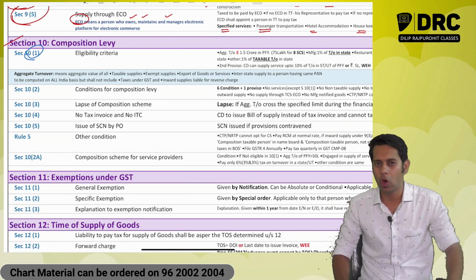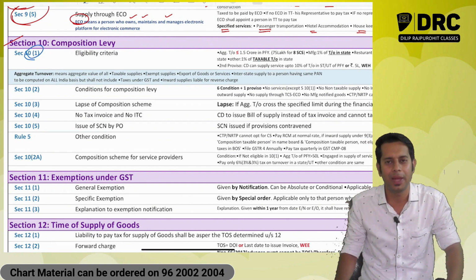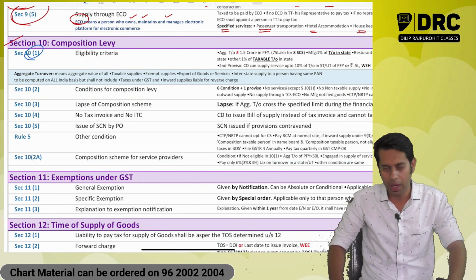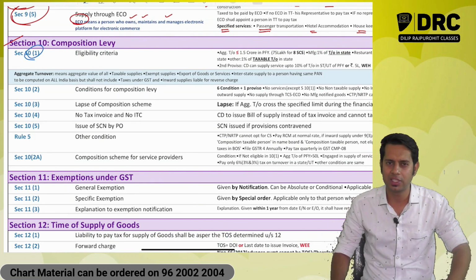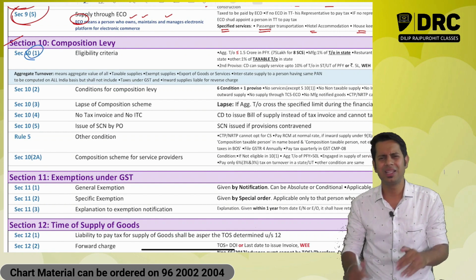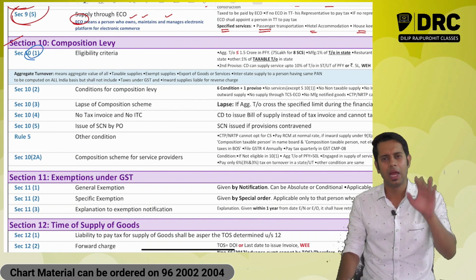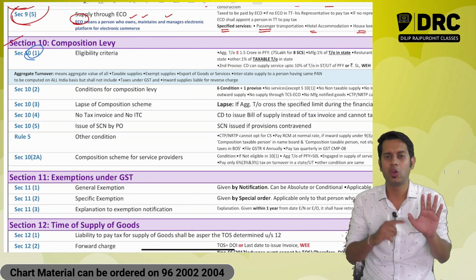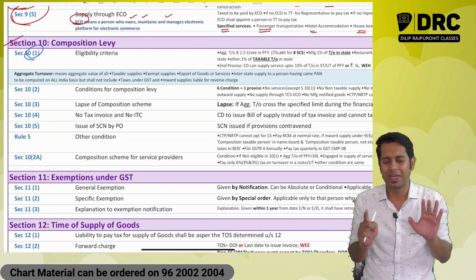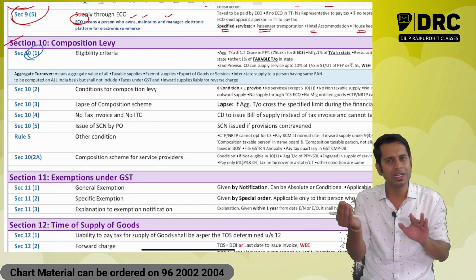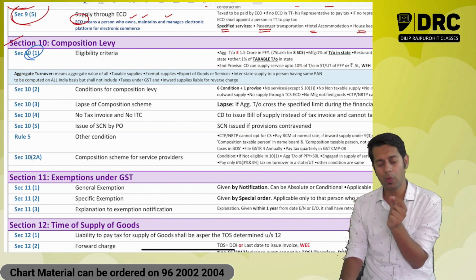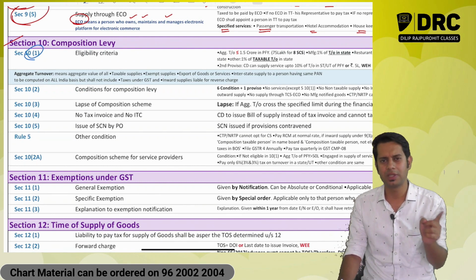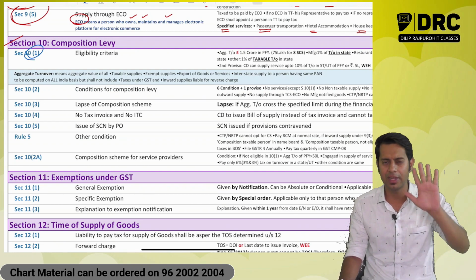pay the taxes at composite rates in lieu of tax payable by him under section 9. So instead of paying the tax under section 9, you can opt to pay the tax under section 10, that is the composite rates. What are the composite rates? If you are a manufacturer, then it is 0.5% of turnover in a state, 0.5% CGST, 0.5% SGST. If you are a restaurant or outdoor catering service provider, it is 2.5% of turnover in a state, 2.5% CGST, 2.5% SGST. Effective it is 5%.